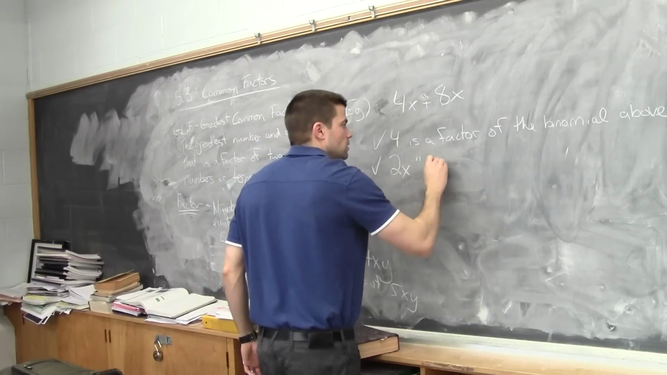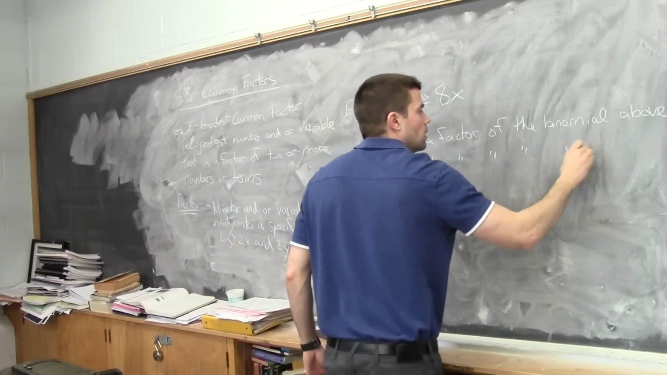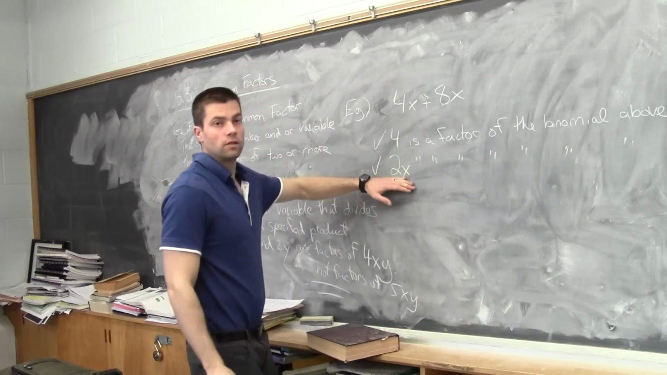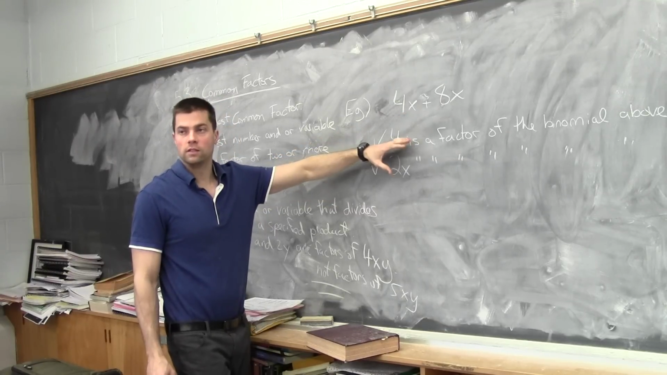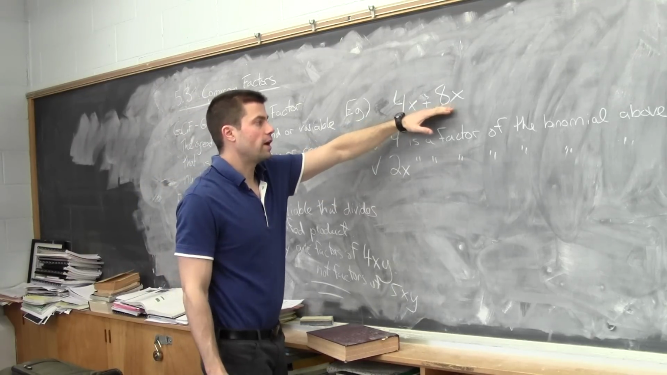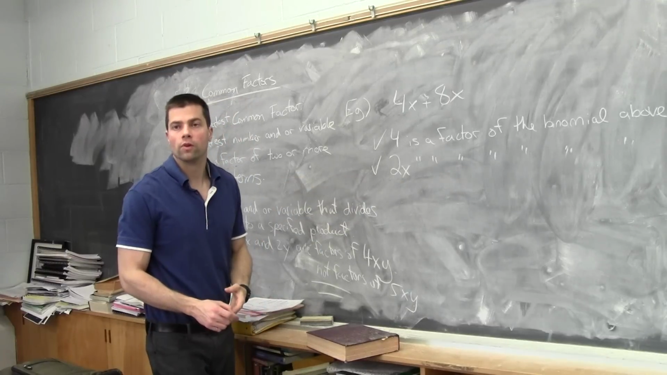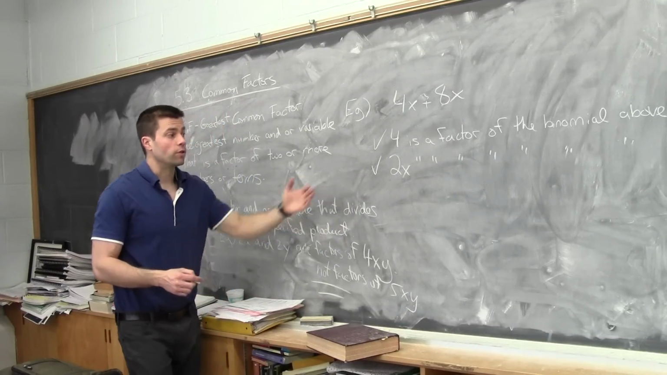2x. Correct. 2x, why? Because you can divide 4x by 2x and you get a nice even number. You can also divide 8x by 2x and you also get an even number. Alright? So they're both factors.